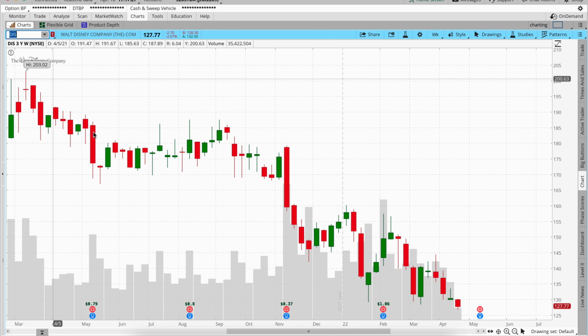So we have a high right here. We have a low right here. Pushed up for a lower high. Went down to a lower low. Lower high. Lower low. Lower high. And we're now pushing down to a lower low.